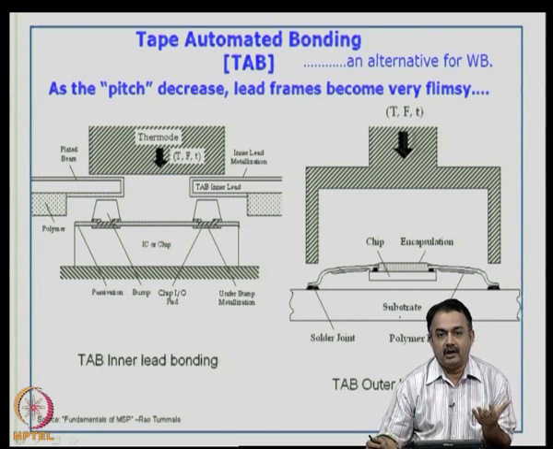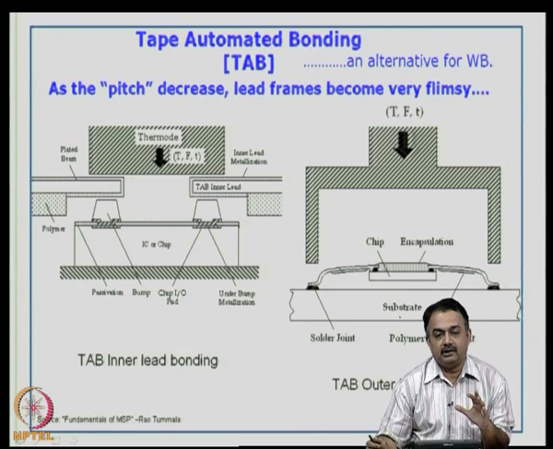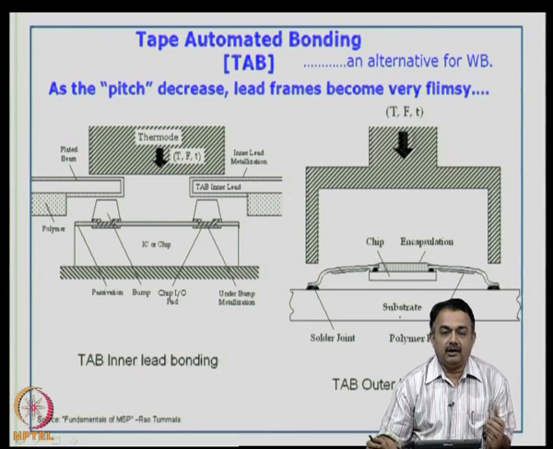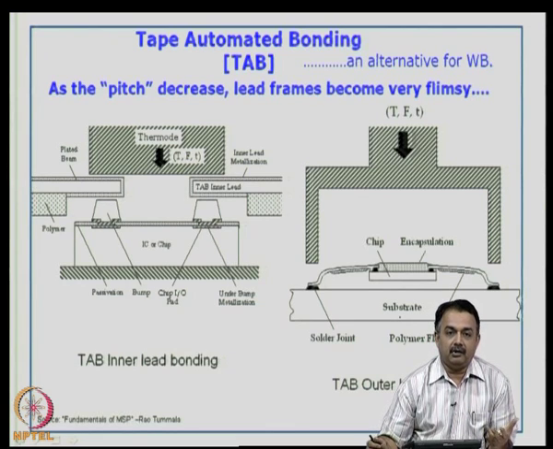In this case, we are using a polyimide tape. I think I have shown you a picture in the last class of a polyimide tape which houses these lead frames, and you are going to introduce the die onto the lead frame center and then establish thermocompression bonding, which is now called tape automated bonding. So, the name tape comes from the polyimide tape, which is custom built for a particular design, for a particular number of IOs in a particular design.